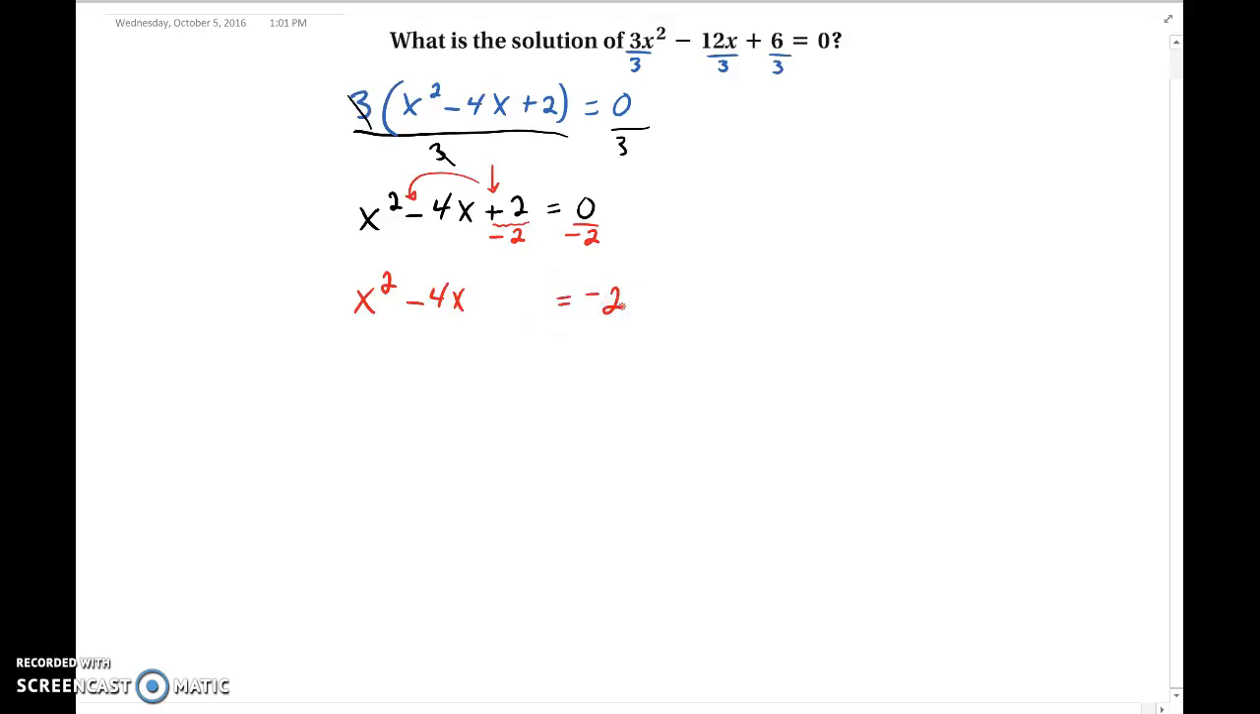All right, we're going to leave a space there. We're going to fill that in a minute. Now we're going to complete the square. So we take our b term, and we divide it by 2. That's 2. We square it. That gives me 4. So then I need to add 4 here. All right, but now remember, we have an equation. What we do to one side, we have to do to the other. So we need to add 4 here as well.